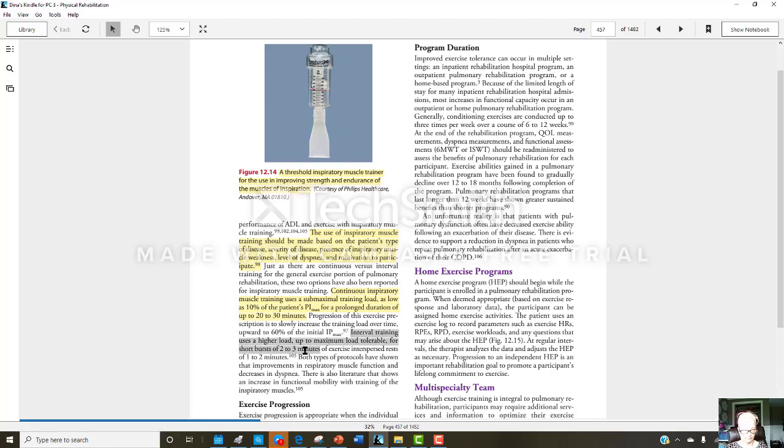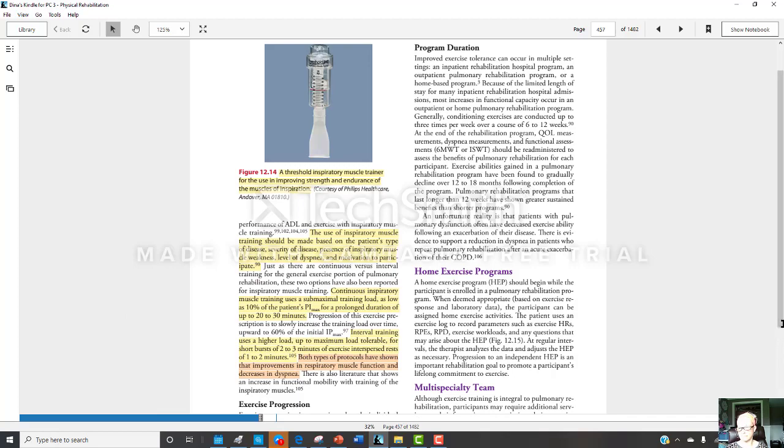minutes of exercise interspersed with rests of 1 to 2 minutes. 105. Both types of protocols have shown improvements in respiratory muscle function and decreases in dyspnea. There is also literature that shows an increase in functional mobility with training of the inspiratory muscles.